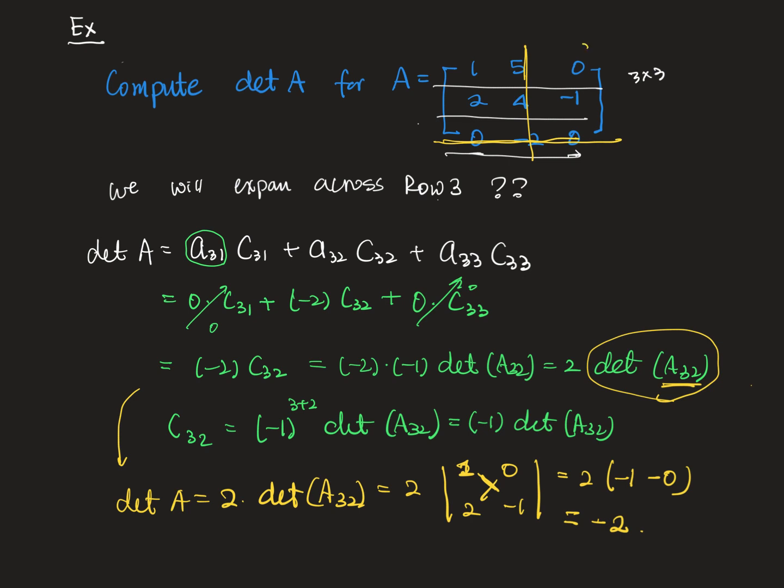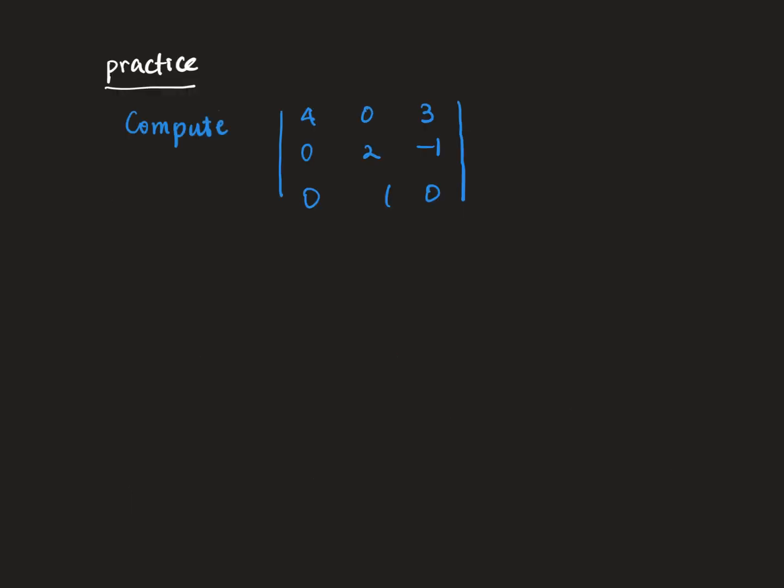You can pick the third column, because they have a 2 zeros right there, guys. It's up to you which one you're gonna pick, but make sure you're looking for the row and column which has the most zeros, guys. Okay, let's practice this 3 by 3 matrix. How can we compute the determinant of this matrix, guys?